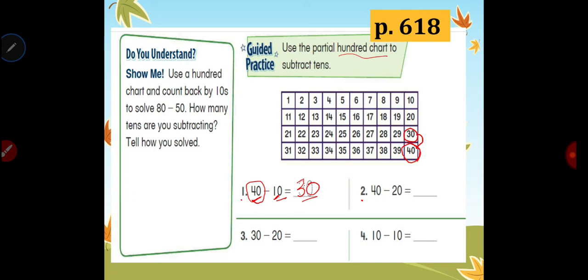Next, question number 2. We have 40 minus 20 is equals blank. Again, we are going to find the first number 40, which we already found. Circle it again and ask yourself, how many tens are there in 20? It's 2. So, count up 2 times. Move up. From 40, start. 1, 2. There, we landed on number 20. So, 40 minus 20 is 20. So, I'll give you 3 minutes to answer number 3 and number 4.